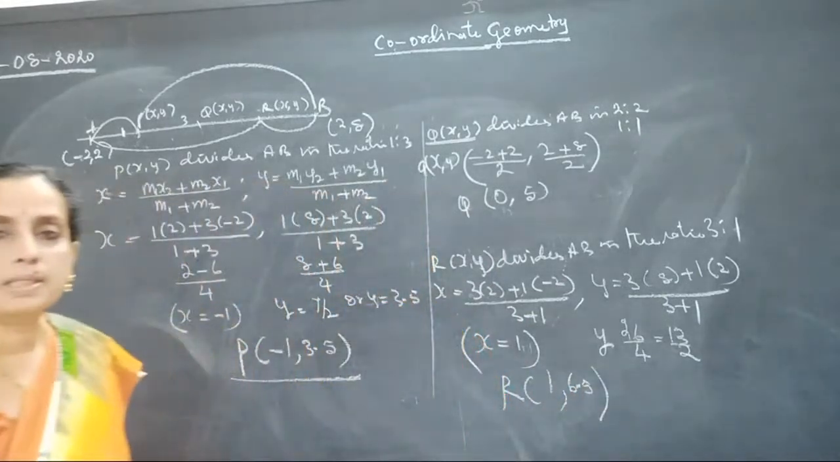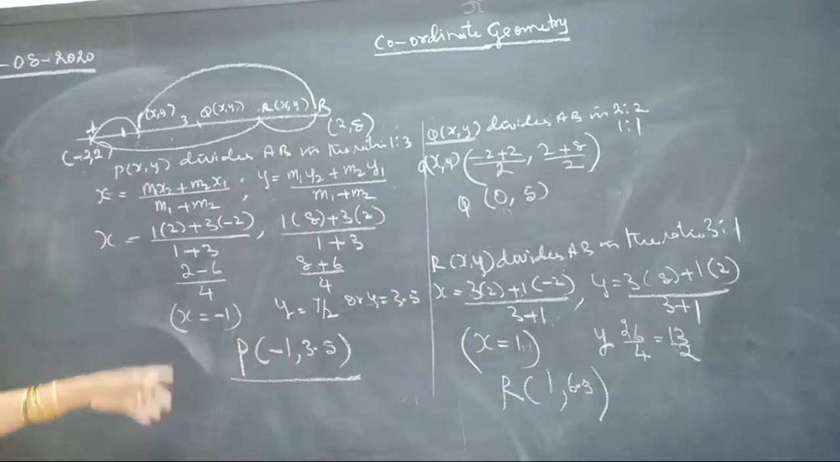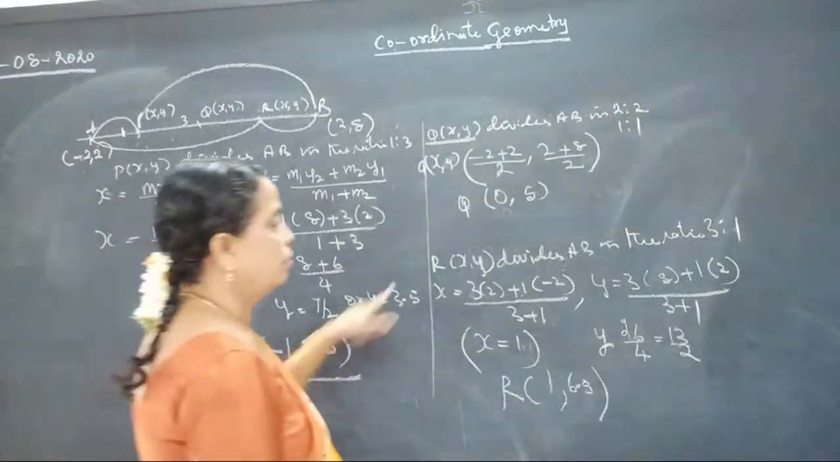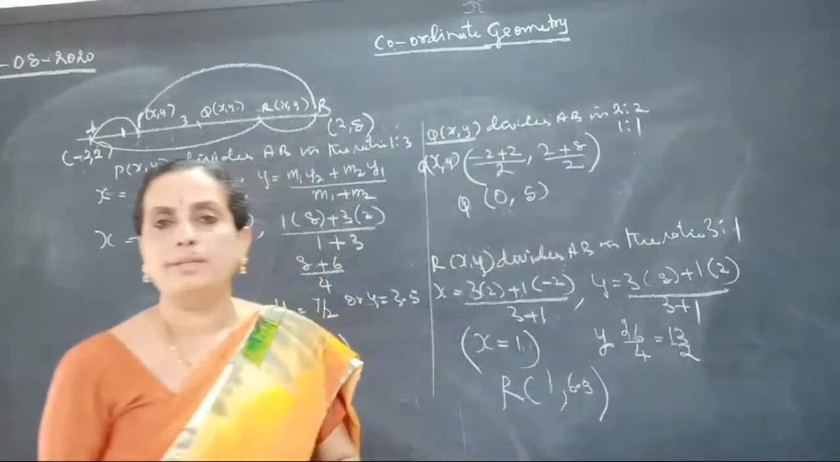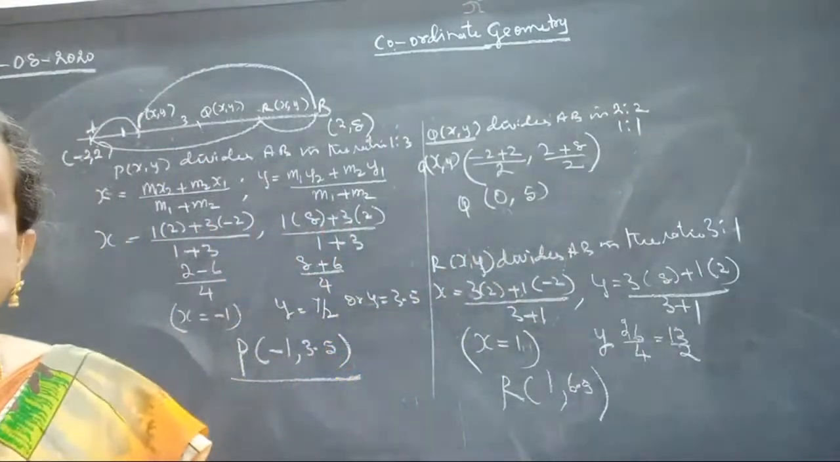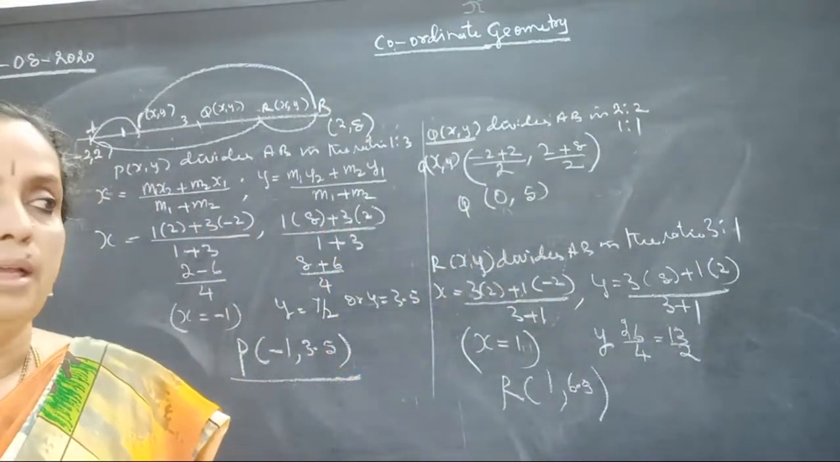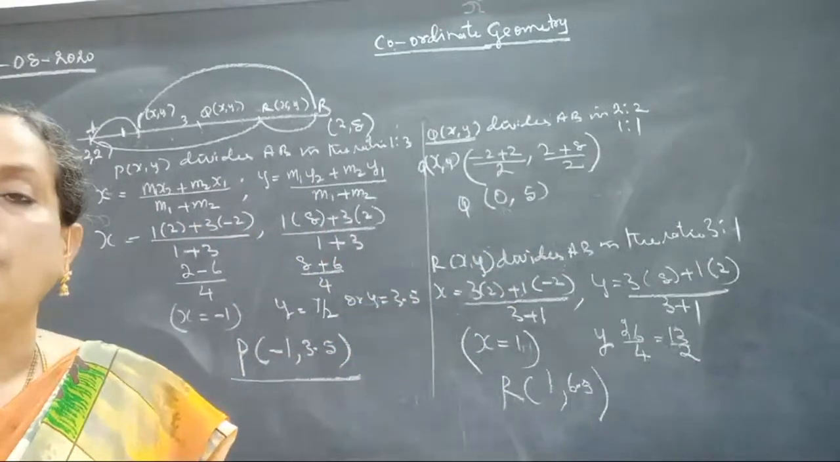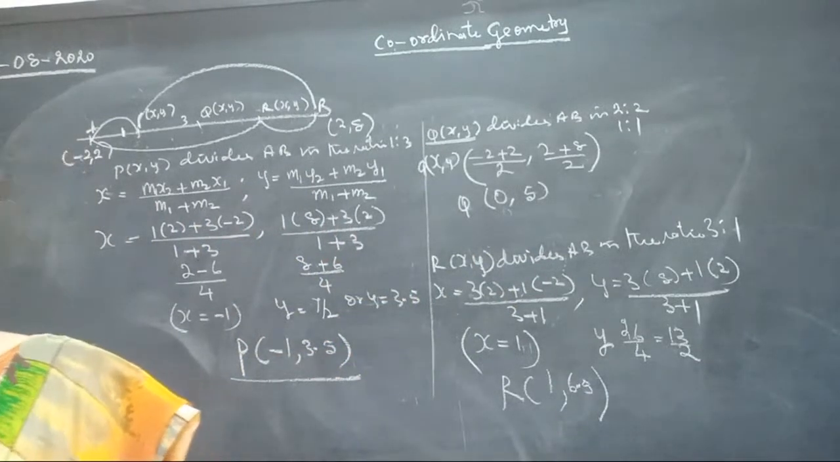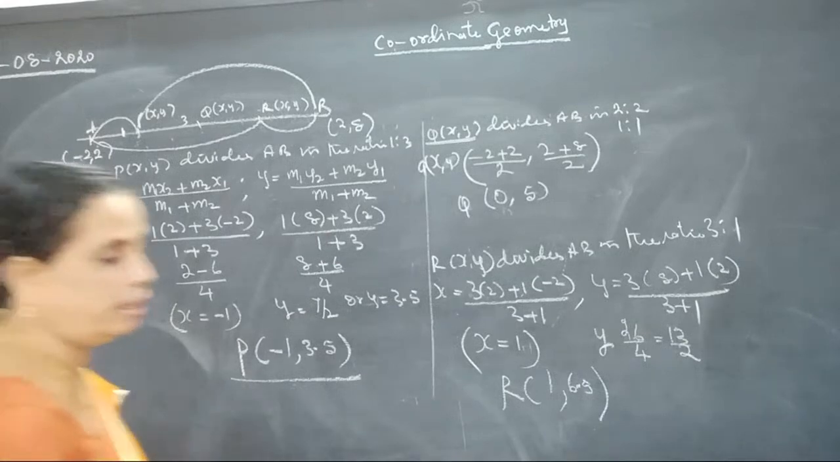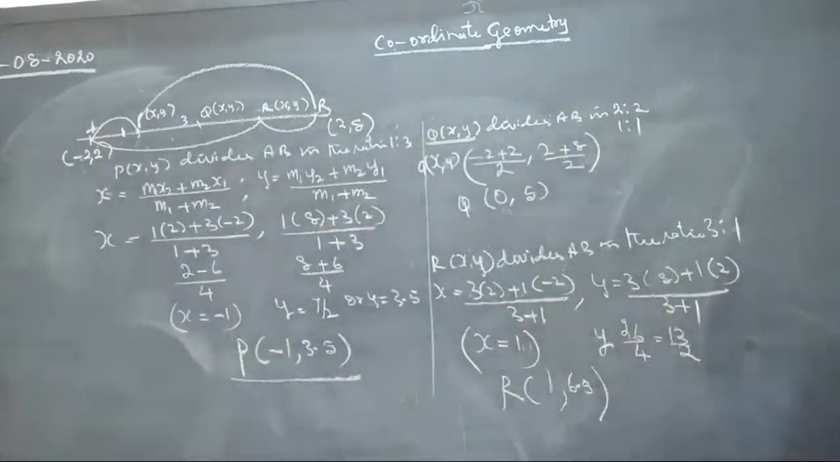(1, 6.5), (minus 1, 3.5), (0, 5). In three different ordered pairs, the line segment AB is divided into 4 equal parts. Go through the answer again. I give the time to check.